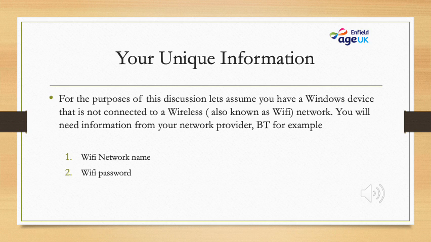Let's assume you have a Windows device that is not connected to a wireless or a Wi-Fi network. You will need information from your network provider, which could be BT, for example, and the information will give you the name of the Wi-Fi network and the password of the Wi-Fi.